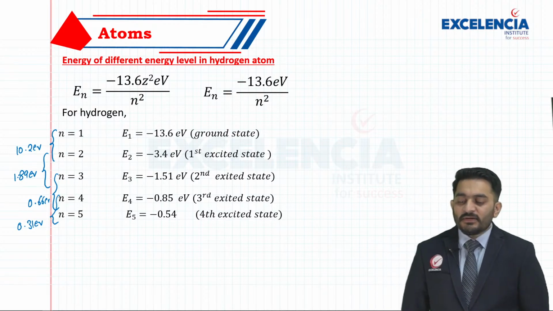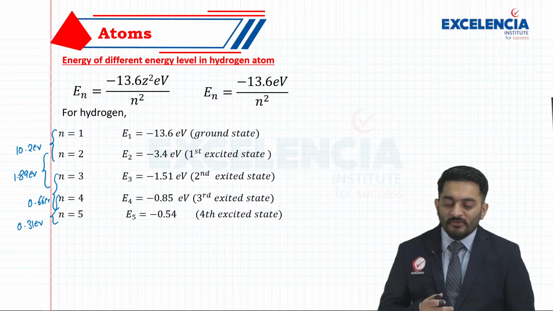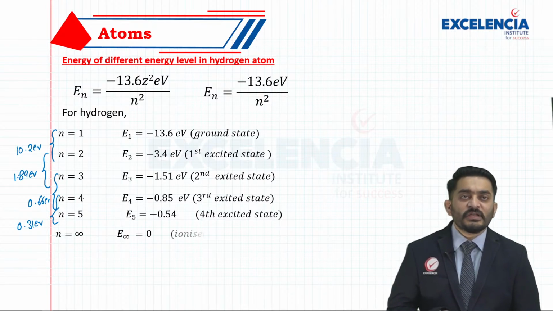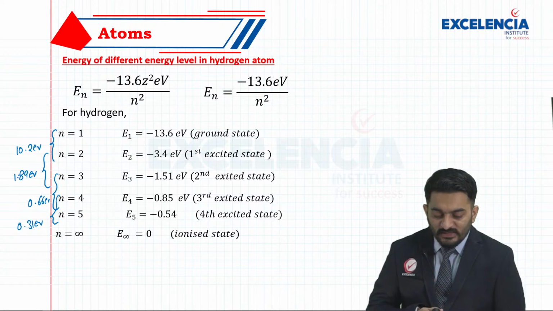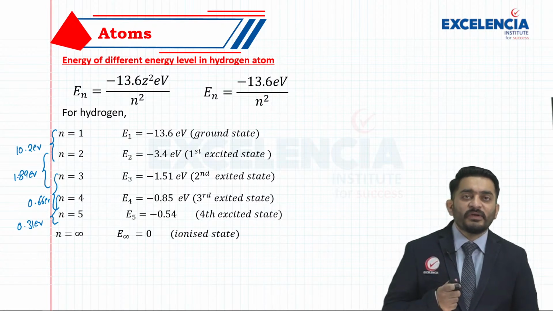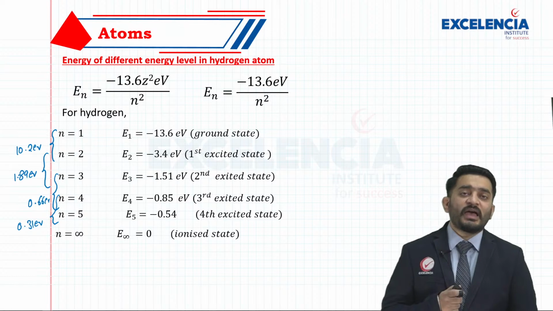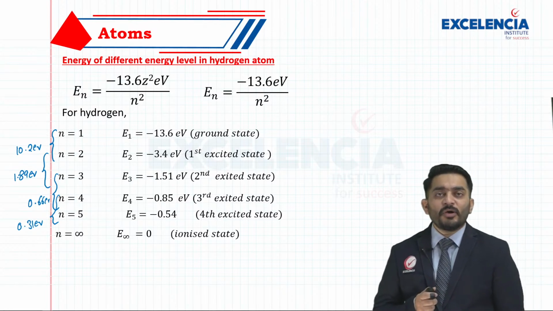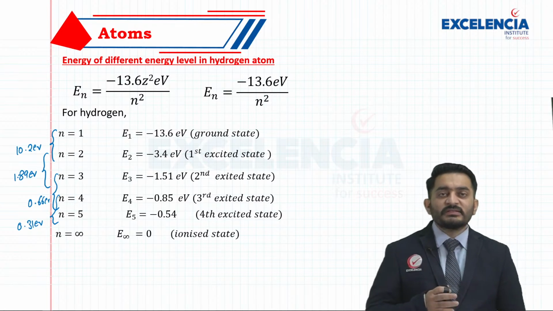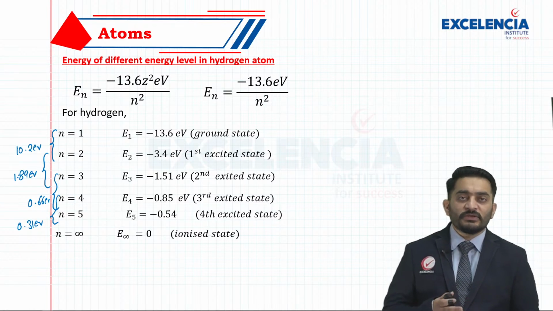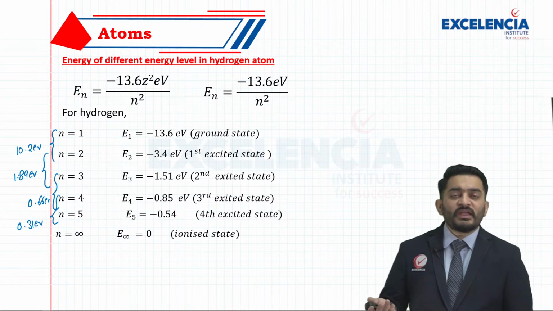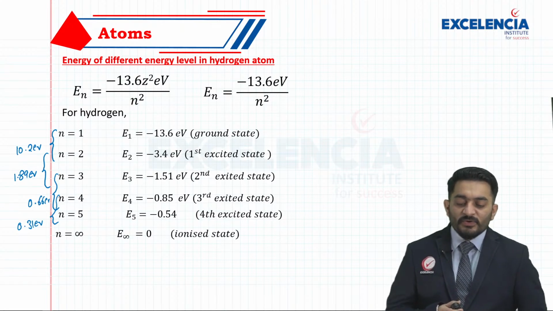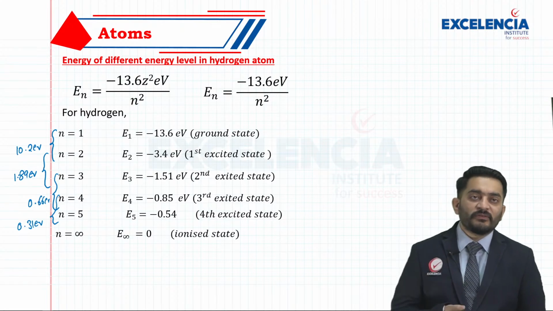So guys, you can remember not only the values of E1, E2, E3, E4, E5, but also the energy differences. Because when you talk about the ionized state, it is the one where the electron has been ejected from the orbit. In that case, you simply consider that the energy is going to be 0, because n equal to infinity means the energy becomes 0, since dividing anything by infinity will give you 0.